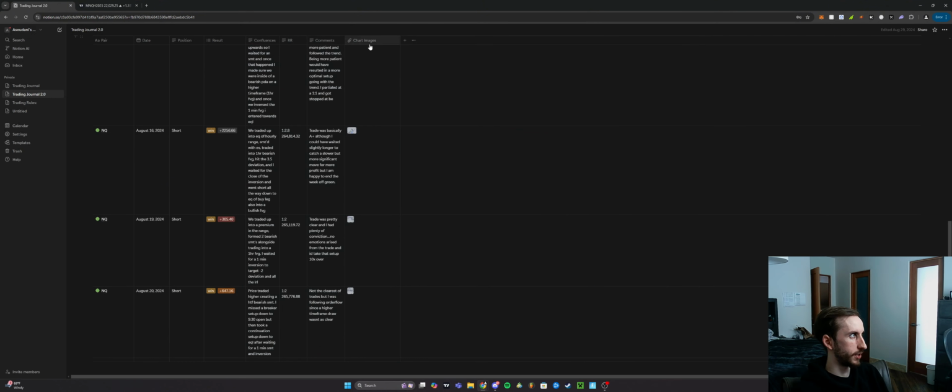Obviously, you have the chart images here. I would recommend taking a screenshot of the trade beforehand and also the trade after. I don't know why I didn't do it in this case, but I was just kind of testing out this whole journaling software from Notion and whatnot. So yeah, that's pretty much that.